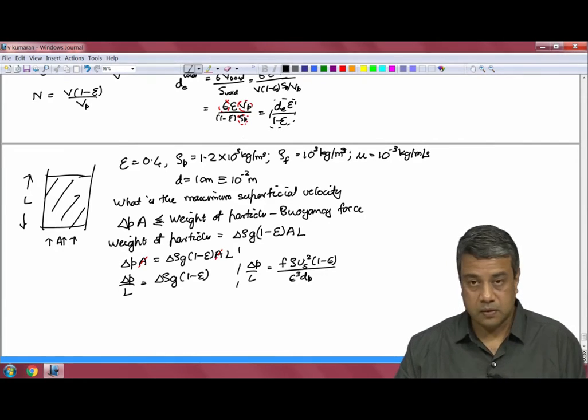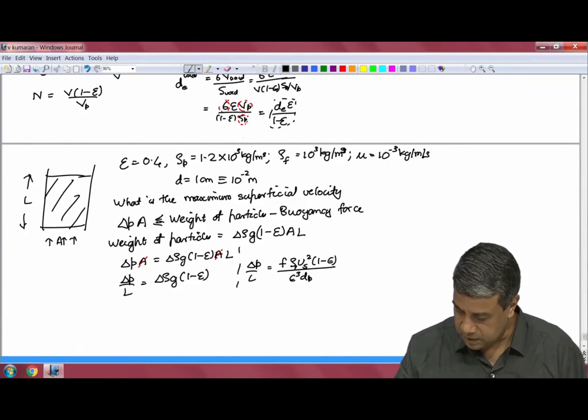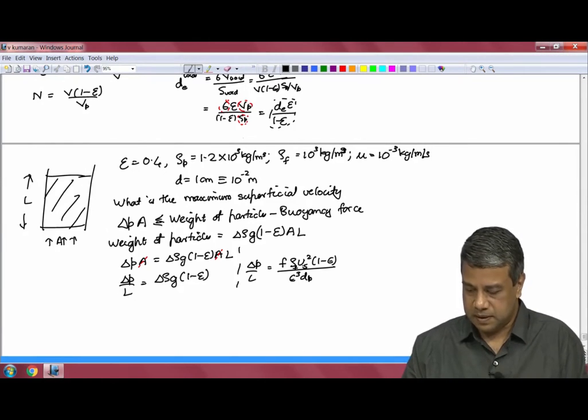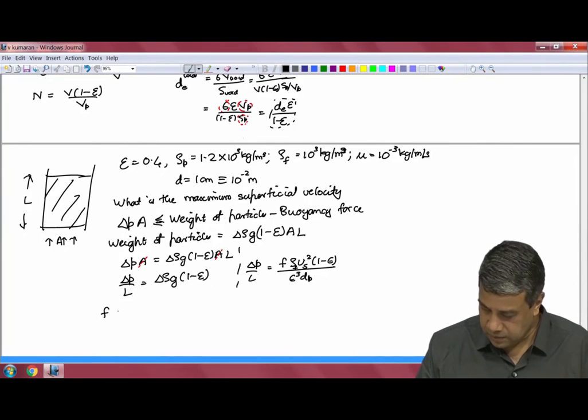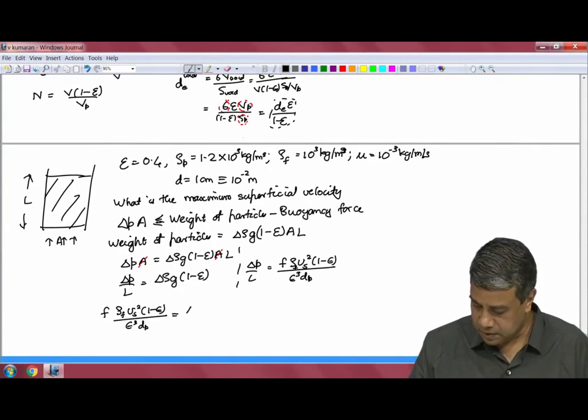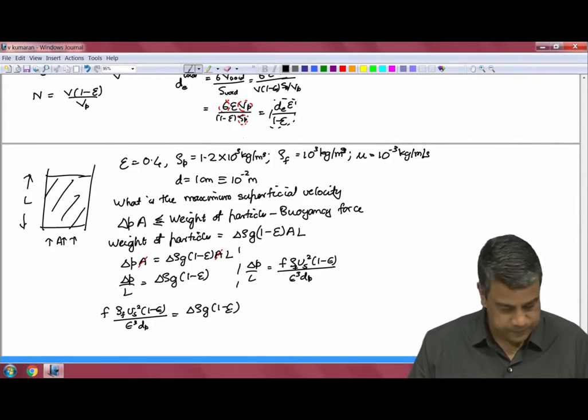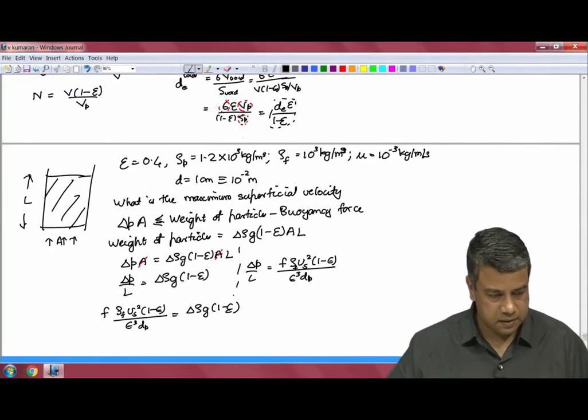Where rho in this case is now the density of the fluid. So, I should be specific here, I will write this as the density of the fluid. So, I get f into rho f Vs square into (1 minus epsilon) by epsilon cubed dP is equal to delta rho g into (1 minus epsilon).